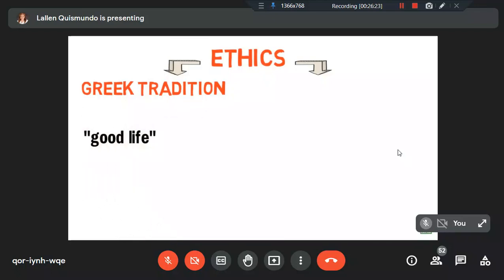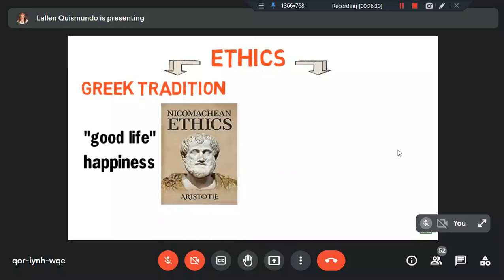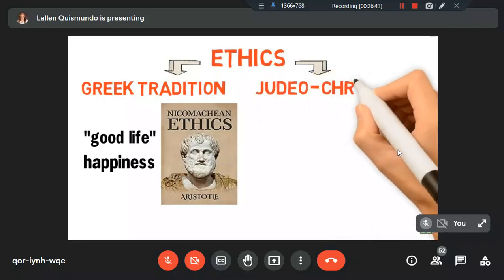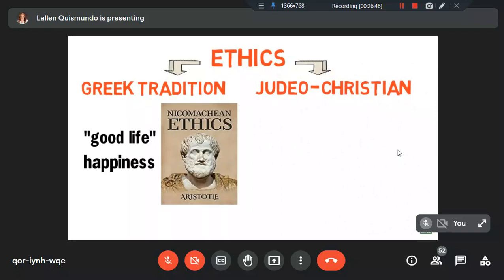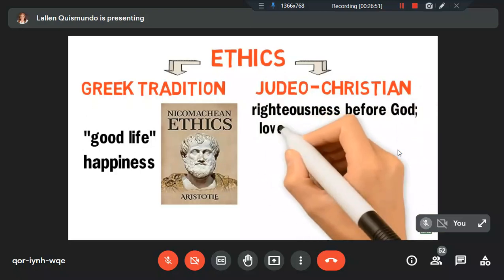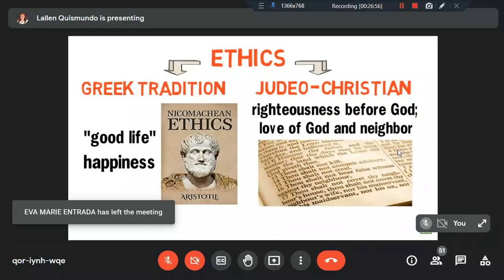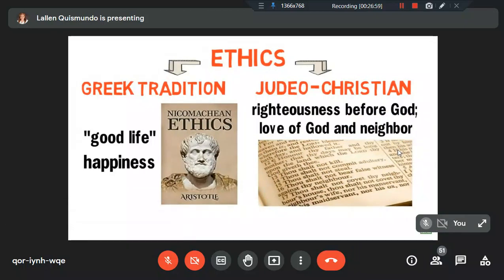For example, in the Greek tradition, ethics was conceived as relating to the concept of the good life. Thus, the ethical inquiry during this time was directed toward discovering the nature of happiness. In fact, Aristotle's Nicomachean Ethics does not only present a theory of happiness, but also provides ways in which happiness is attained. Now, centuries later, a quite different orientation was introduced by the Judeo-Christian tradition. In this ethical tradition, the ideals of righteousness before God and the love of God and neighbor, not the happy or pleasant life, constitute the substance of ethics.